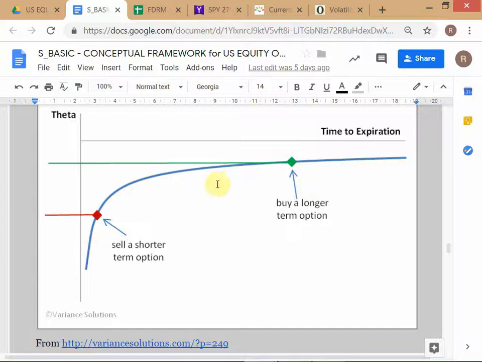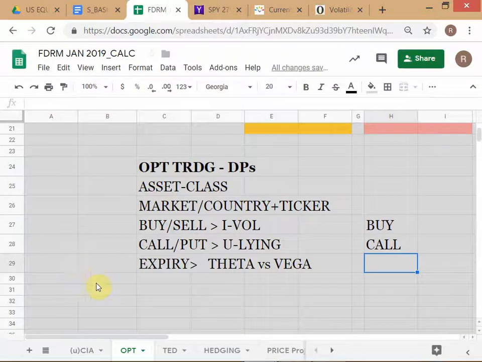It is for a long option position. Okay. So when it comes to shorter dated options, theta becomes dramatically negative, in the sense the magnitude of theta is very high. The absolute value of theta becomes very high. Therefore, remember, my decision was to buy a call.